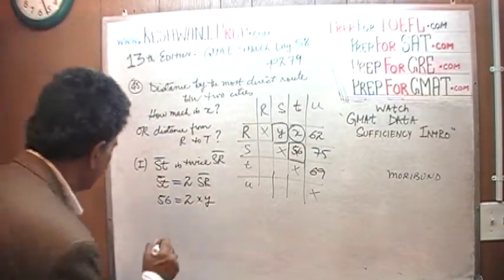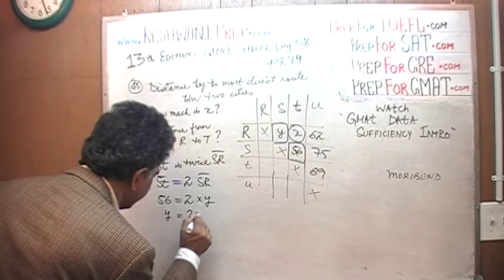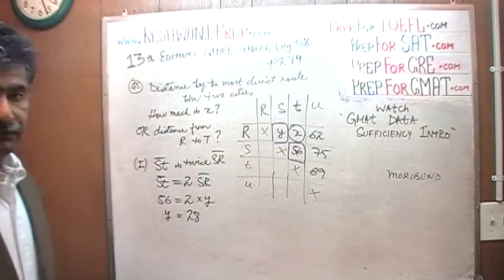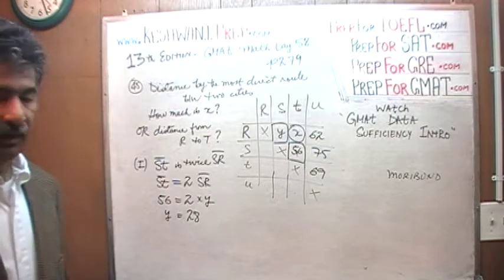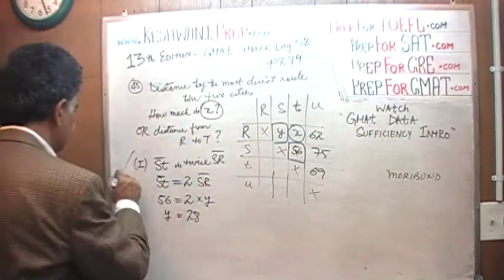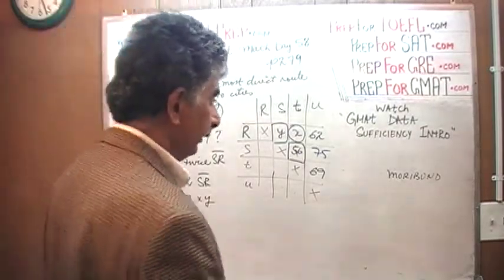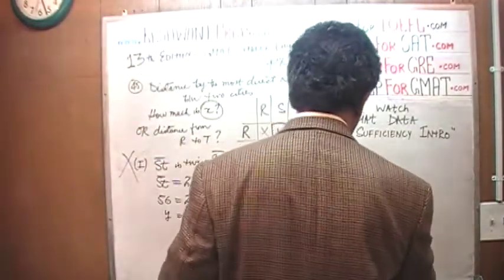In other words, they're telling us that Y equals 28. That doesn't help us at all. We're not interested in Y. We want to find out what X is. Statement 1 does not do anything. It's useless because it tells us what Y is. It doesn't tell us at all what X is.